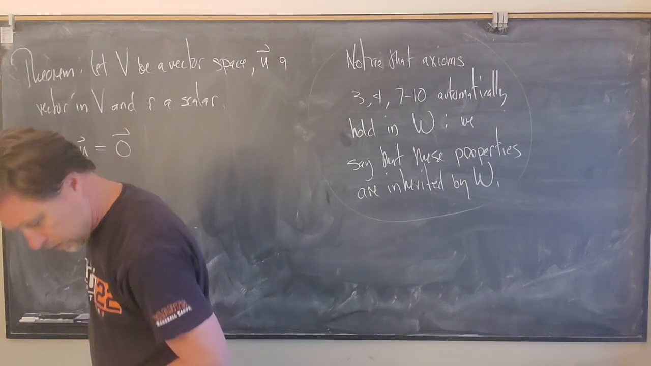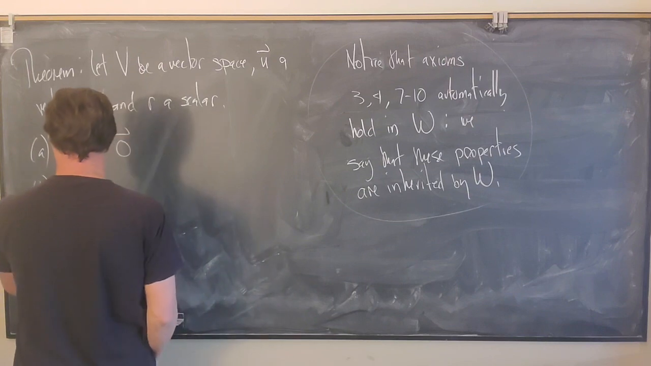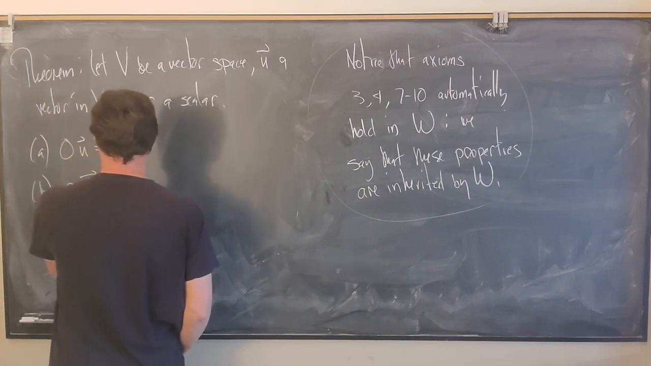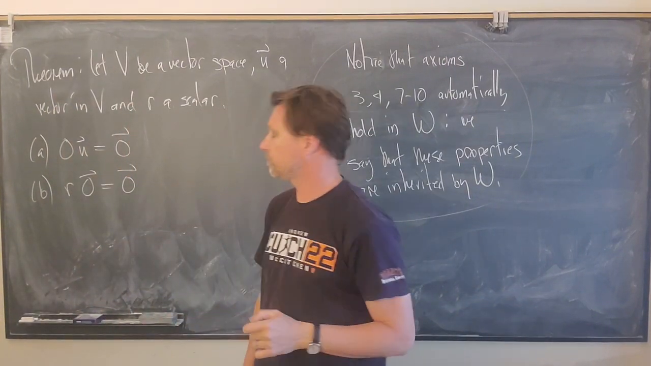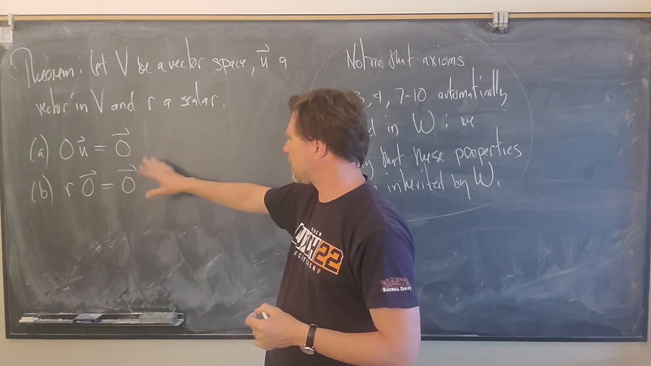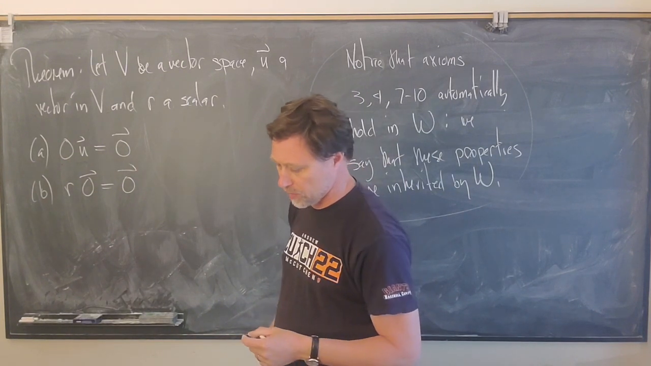Part B, r times the 0 vector equals the 0 vector. Okay. These seem obvious, but I'm actually going to verify a couple of these properties here.